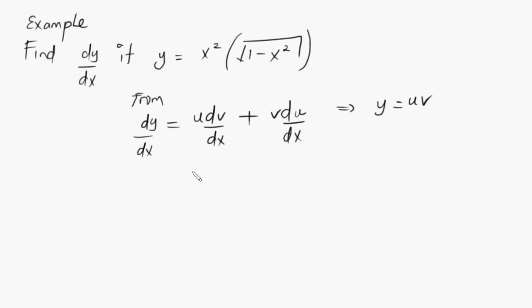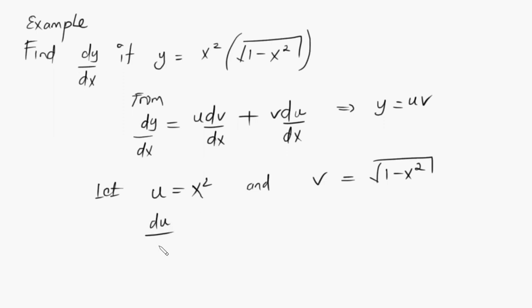So we let u equal x squared, and we let v equal the square root of 1 minus x squared. From u I can easily obtain du/dx. It's just 2x. But can I easily obtain dv/dx? It's a little bit complicated. The function v turns out to be a composite function. So what am I going to do now? I am going to use the chain rule.